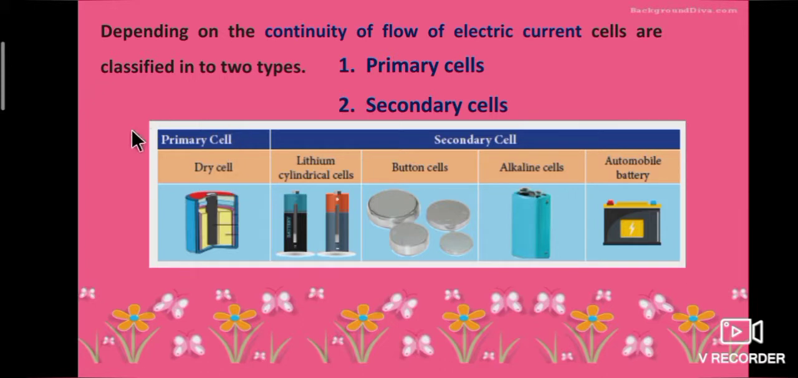Example for primary cell: dry cell. Examples for secondary cell: lithium cylindrical cells, button cells, alkaline cells and automobile battery. These are the cells we are using in our daily life. We will see them one by one.